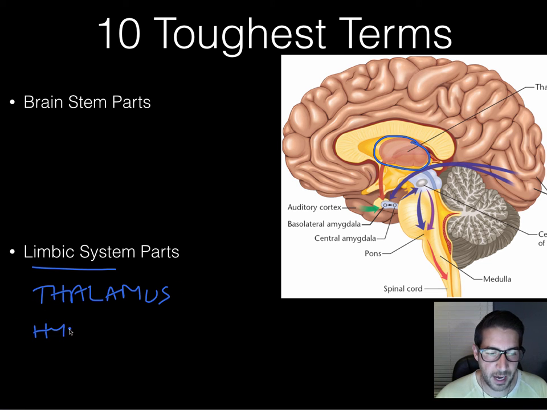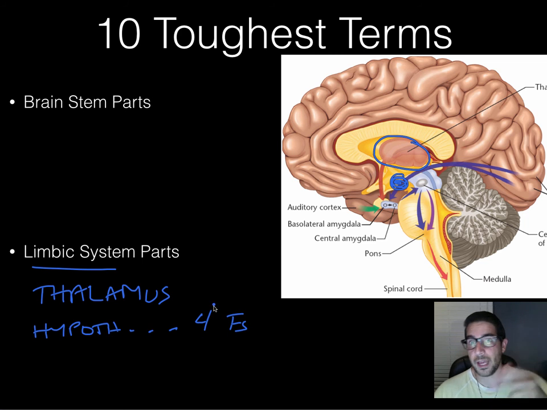You've got the hypothalamus, right? Hypo means below, so the hypothalamus is right down here. Your hypothalamus is the 4 F's, right? The 4 F's: fight, flight, food, and sex, right? That's what the hypothalamus is responsible for.